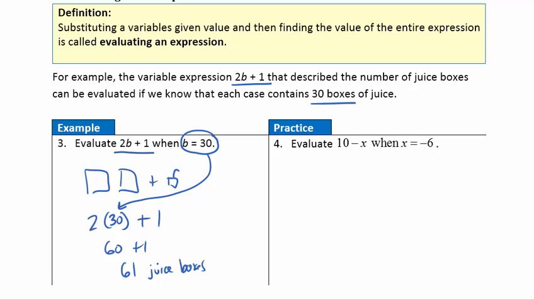Go ahead now and pause your video player and answer practice question 4. When you're done, hit play to see how you did. All right, practice question 4.